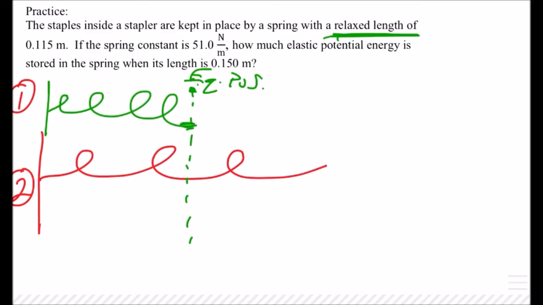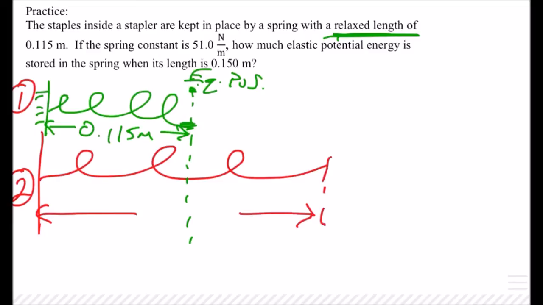Okay. So we know then that this distance right here, from the movable wall or whatever the spring is attached to inside the stapler, out to the equilibrium position is going to be 0.115 meters. And we know that the distance out to its new stopping point out here is going to be 0.150 meters. And we know that we have a K value equal to 51.0 newtons per meter, right?